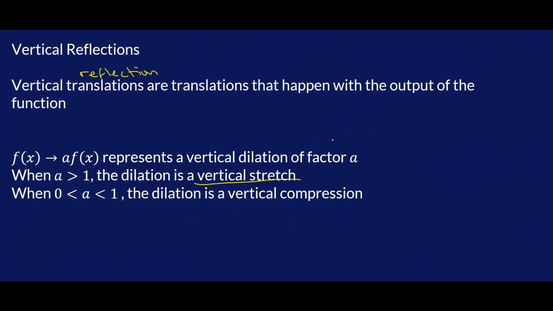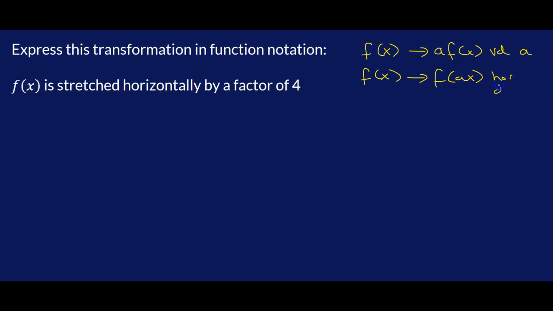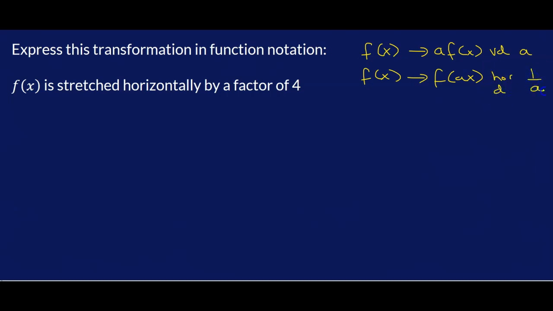So let's see how we can put all of this stuff that we have covered to practice using some examples. Express this transformation in function notation. So here, we're going to do a few things. We have f of x to a f of x, a vertical dilation, and the factor is a. If we have f of x to f of ax, we have a horizontal dilation. The factor is 1 over a.